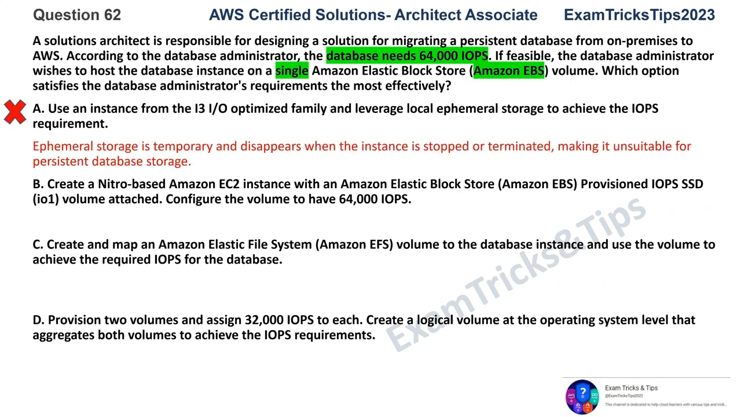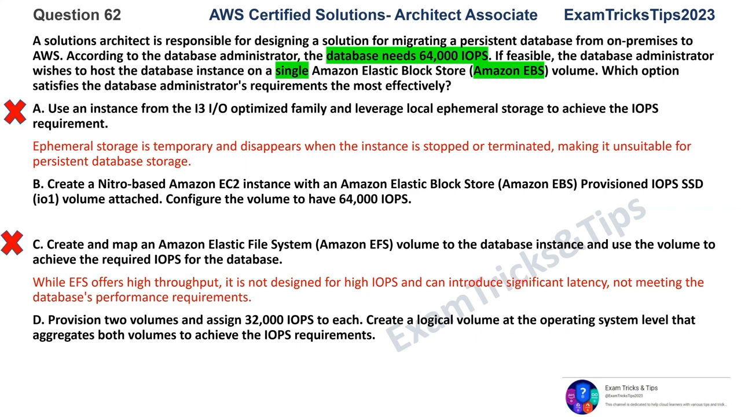Option C says, let's create a mount of an Amazon EFS volume to the database instance and use the volume to achieve the required IOPS for the database. Now, EFS does offer high throughput, but it's not designed for high IOPS. And it introduces significant latency, not meeting the database's performance requirement. So it's not a correct solution for the given problem. So C is ruled out.